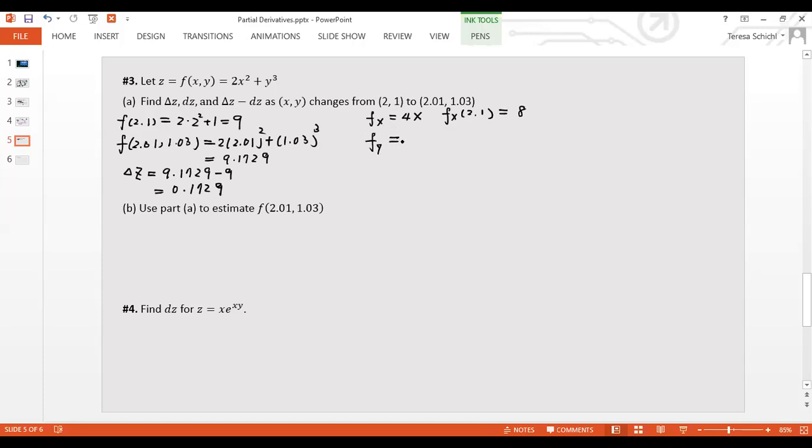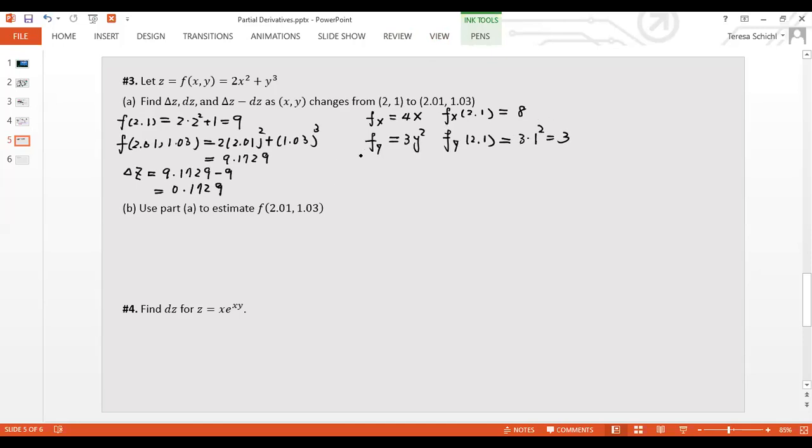So the f_y will be what? It's 3y squared. Then the partial derivative f_y at (2, 1) will be 3 times 1 squared. So this is 3 here, right?